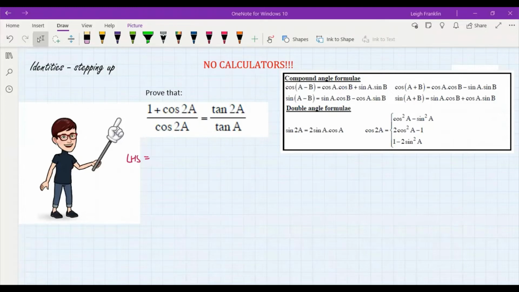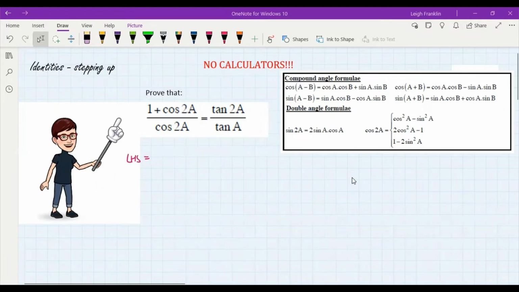Get rid of the 1. Absolutely, Kanyisile. So if possible, try and get rid of the 1. Okay, so if there's a plus 1, then 2 cos squared a minus 1 will get rid of the 1. And if there's a negative 1, then 1 minus 2 sine squared a would get rid of that. Okay, so in this particular case, we are going to go with option number 2.